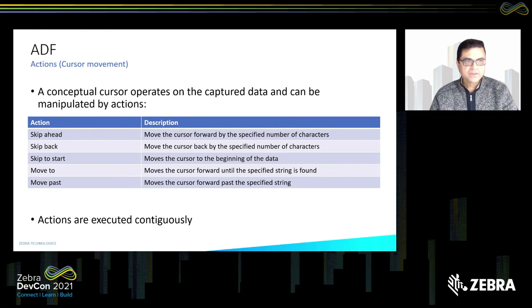Next is the actions. Once the criteria is met, you can choose not to use criteria at all. Then the actions come. So you can say, move the cursor by so many characters and send me only that data from that cursor. Move the cursor back. Skip to start. Move the cursor until a specified string is found. Move the cursor past the specified string. And you can concatenate them all so that you can make it more like a script. So you can process the data however you want and then pick and choose the data that you're interested in.